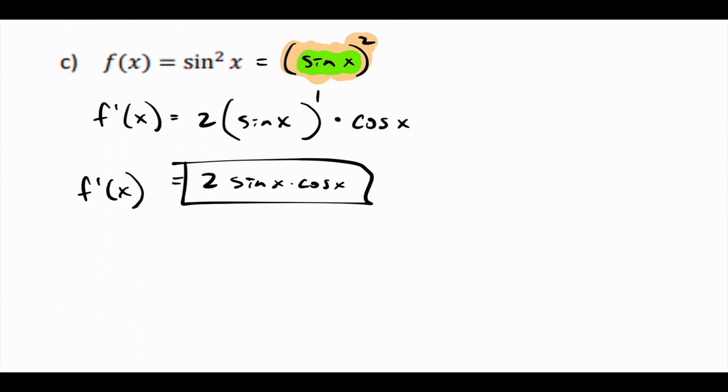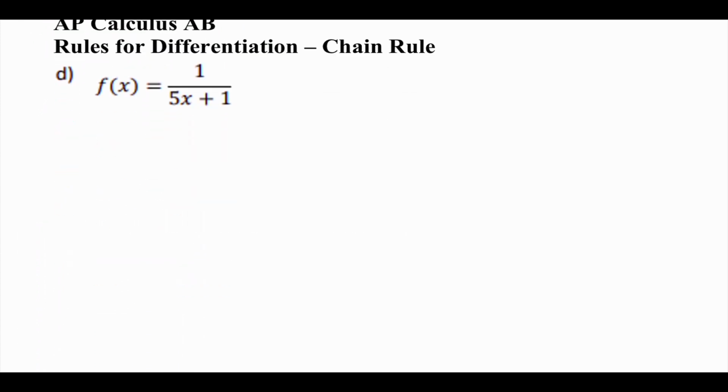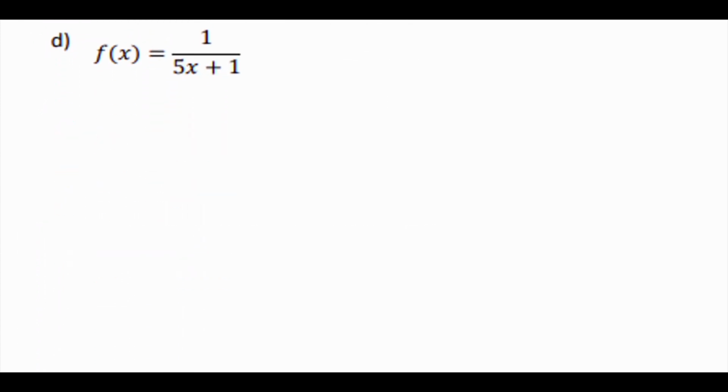All right, let's do letter D now, which is on the next page. For letter D, we said rewrite it. We rewrote it. Like I said, you can do the quotient rule for this one. It works. But since we've already done the quotient rule, I'm going to give you another way. I'm just giving you another tool to use.